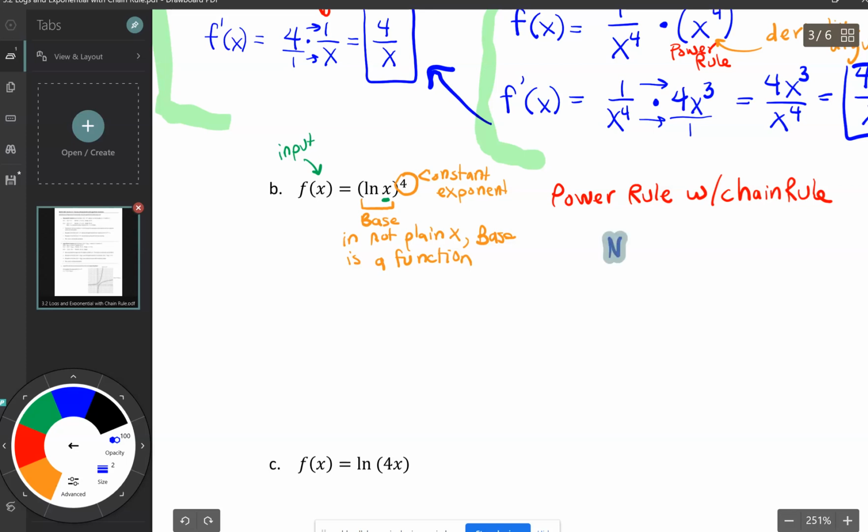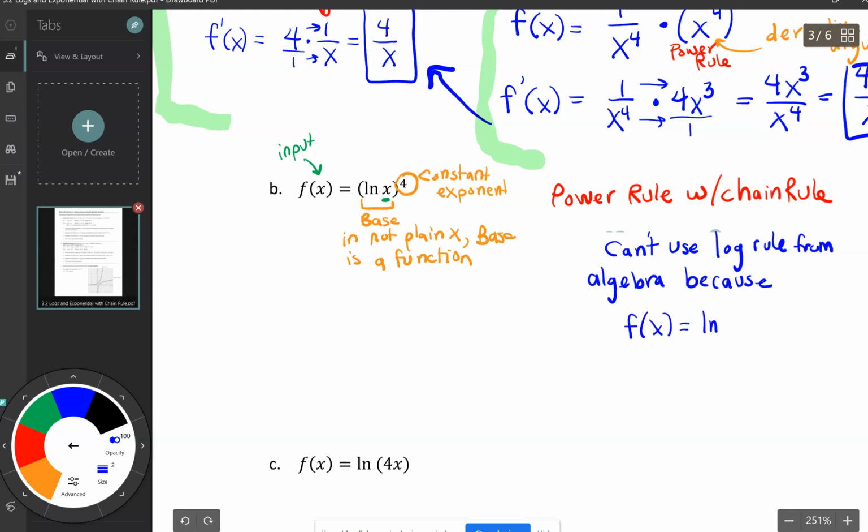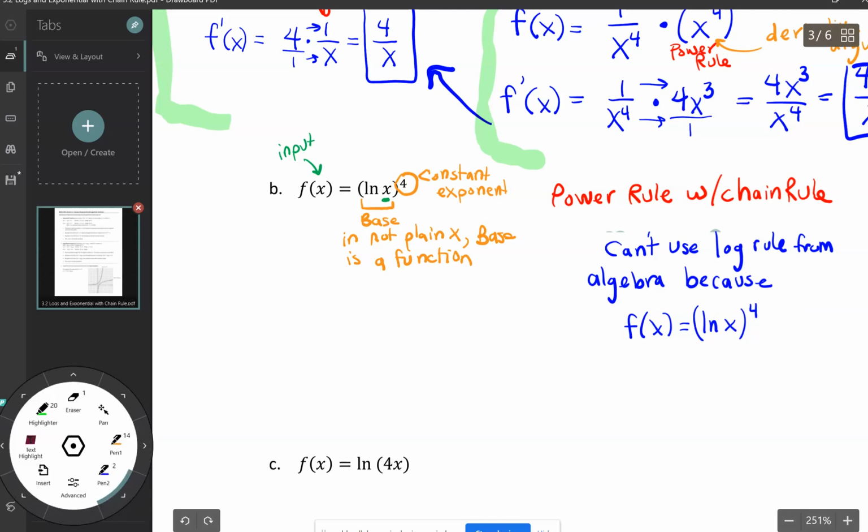So I can't use the log rule from algebra. Why can't we use the log rule from algebra? Let me rewrite this. Okay, so here's what I was given. I cannot use the log rule from algebra because is that exponent working on my argument? No, the exponent on this argument is technically a 1, not a 4.